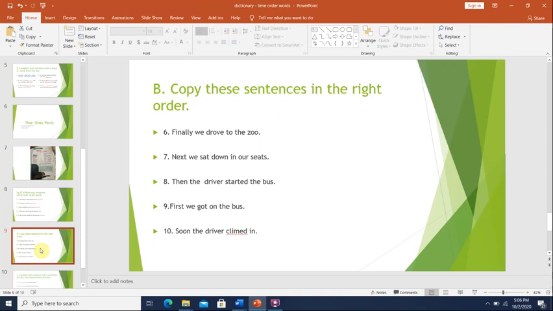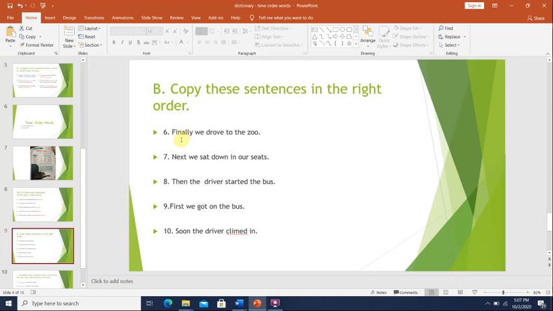Okay, copy these, question B. Copy these sentences in the right order. So this is like a small paragraph of something that happened, okay? But they are mixed up. So what we must do to put this story or this paragraph in order, we must read all of it first to see the events, and then we put them in order.